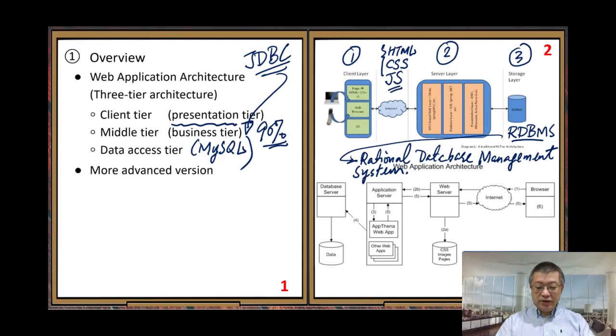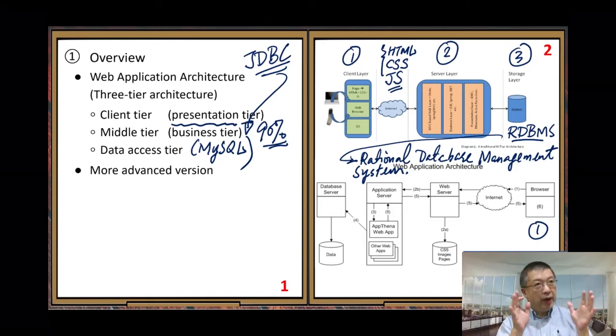This picture gives us a more advanced view. It's still a three-tier architecture. Here you can see tier number one at the right-hand side, then the internet, so we skip this internet part.